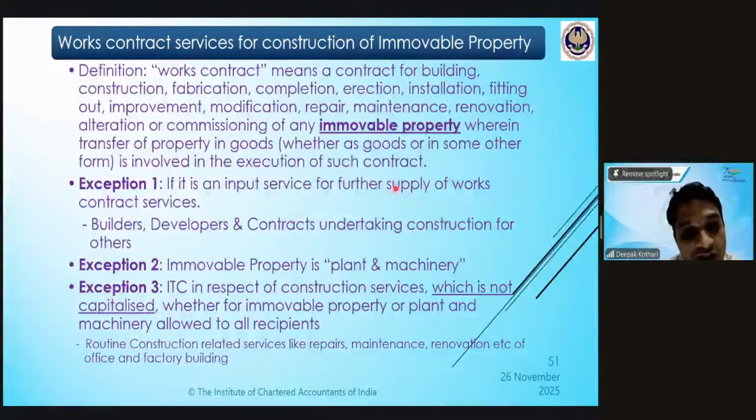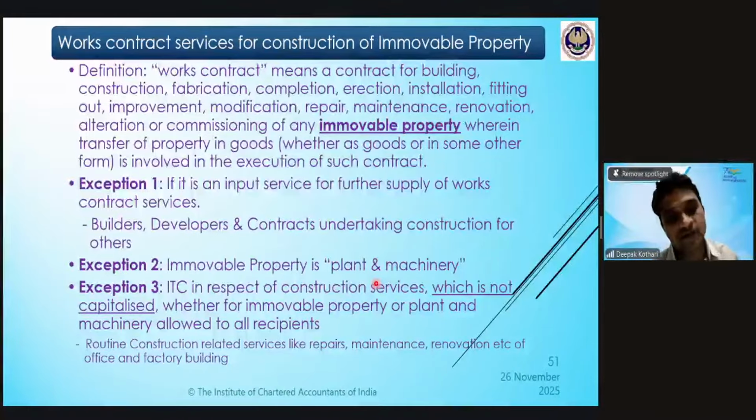See the slide on that works contract. It says what is a works contract service. And there are exceptions: if it is an input service for further supply of works contract, then it is not a blocked credit. When a builder buys works contract services and gives a works contract, then it is not blocked because he is into that business itself. Second, if that immovable property is a plant and machinery, because plant and machinery you will be using for your office purposes, so that will be allowed. So immovable property resulting in a plant and machinery also is not a blocked credit.